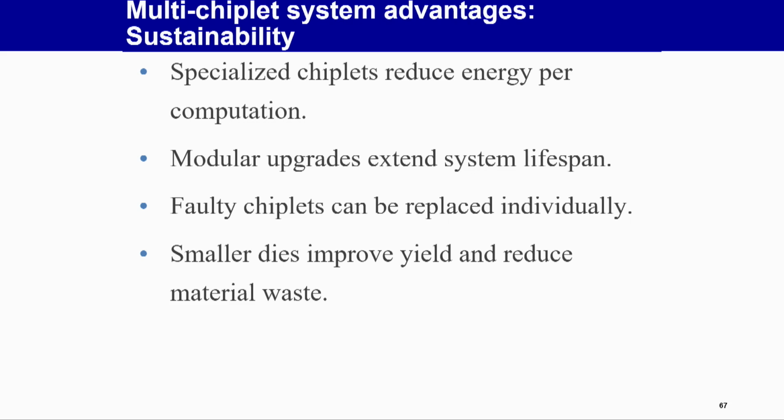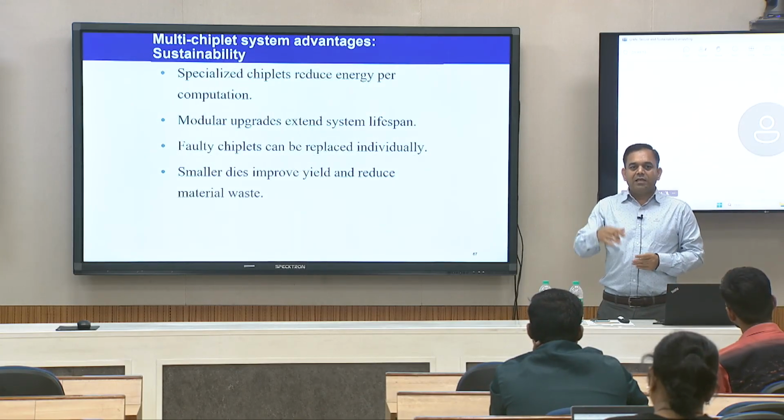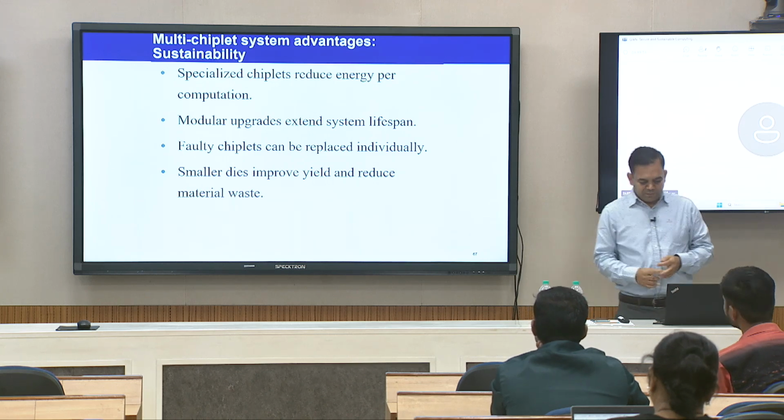Okay. And like I said, faulty chiplets can be replaced easily, and smaller dies improve yield and reduce waste. So with this one, the die size will not be that big. So there is not a lot of waste, you can say.